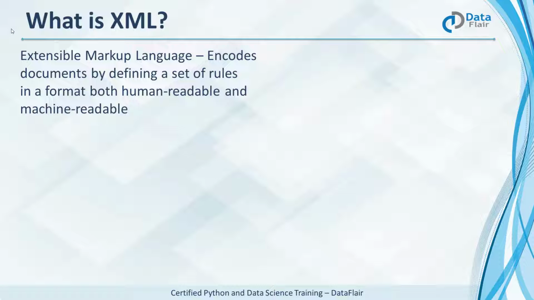It is a way to define a set of rules to encode documents in a format readable by both humans and machines. It is extended from SGML, Standard Generalized Markup Language. With XML, we can define custom tags. It is also used as a standard format to exchange information.